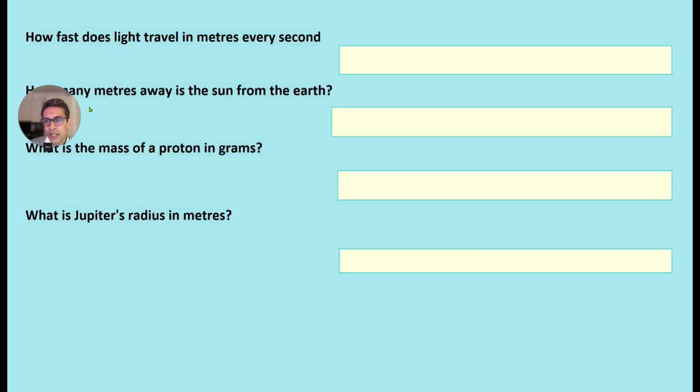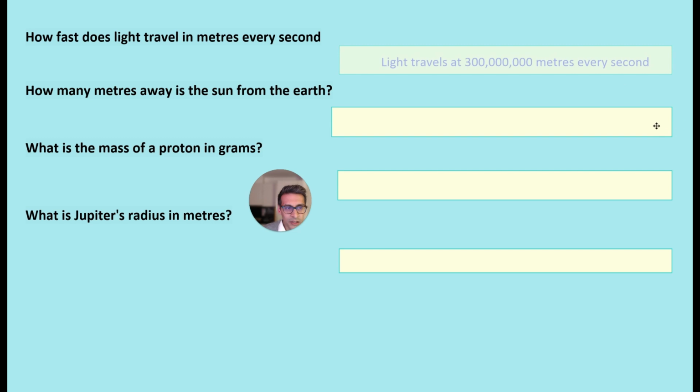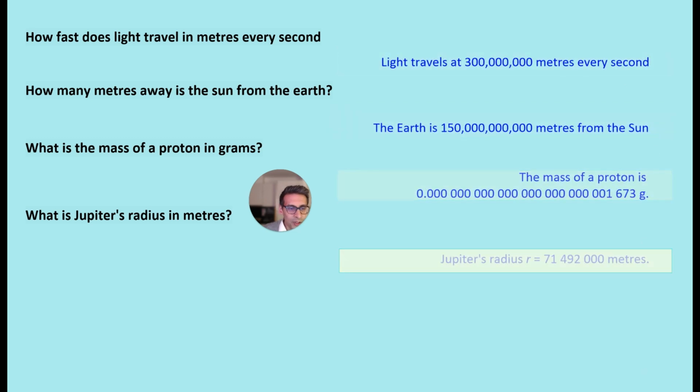Task 2, you're not expected to know the answers to this, but can you estimate how fast light travels? How many meters the sun is from the earth, or the mass of a proton? Okay, pause the video and have a go. Write something down and then compare it to these answers. Here come the answers. Were you close? Were you far? This is more of an estimation exercise here.